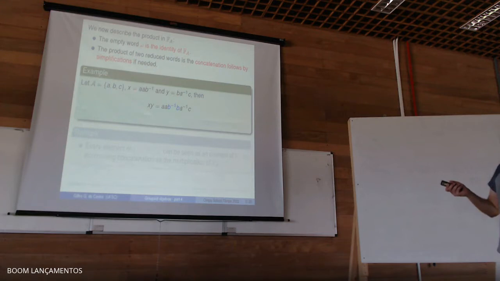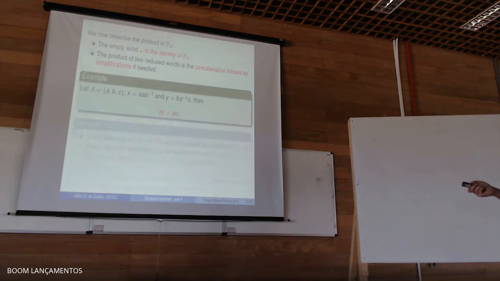What happens is that if you concatenate X with I just like that, you're going to have B inverse adjacent to B. So you have to cancel out, so you have to simplify this. We do this. When you simplify B with inverse of B, what happens is that A now is going to be adjacent to A inverse. We simplify again. And then you arrive at AC. Now this is a reduced word.